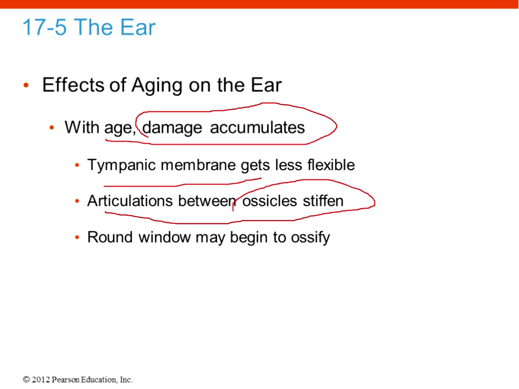Articulations between the auditory ossicles will stiffen. You might see ossification at the round window, which is going to diminish how things can be transferred into the perilymph. So all these things can contribute to diminishing hearing as we age, which is a pretty typical symptom of aging, unfortunately. So, all right, that's it for the eye and the ear.